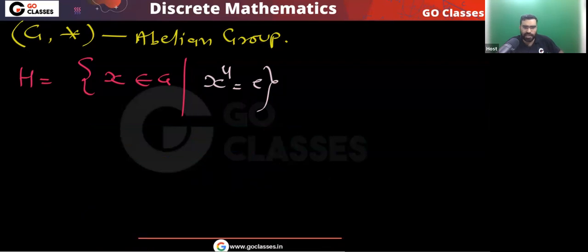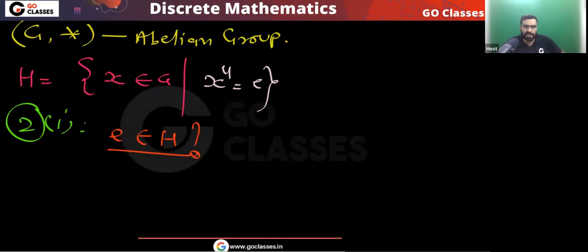What about the identity element? Tell me about the identity element. Can I say the identity element will belong to H? Please tell me. One thing you tell me, in this H, what are the elements? Very simple thing I'm asking. You have G comma star, which is an abelian group. In this H, what are the elements?